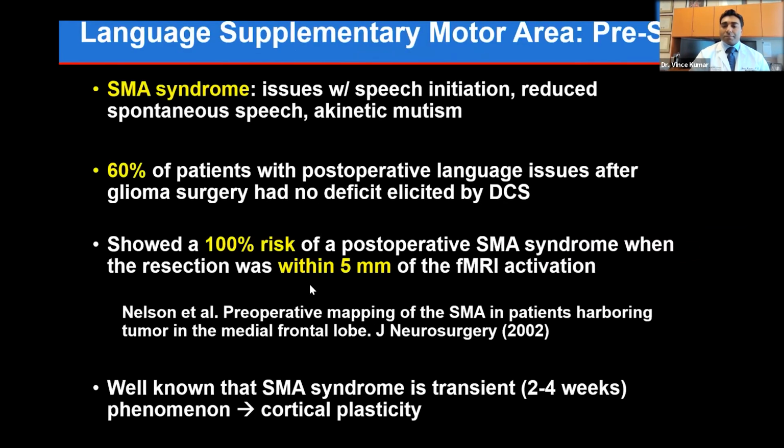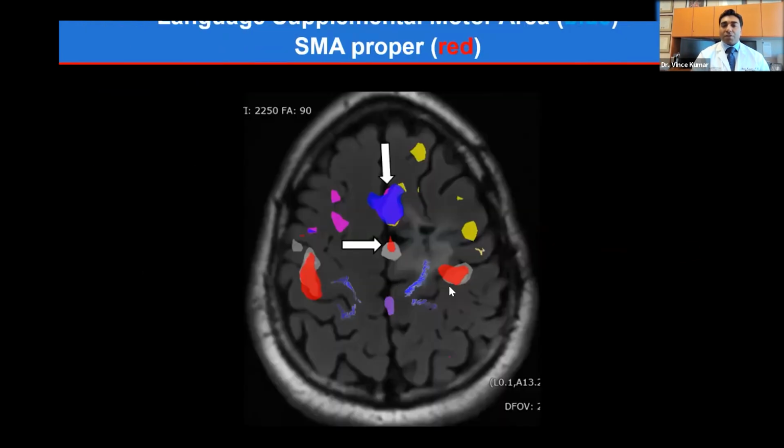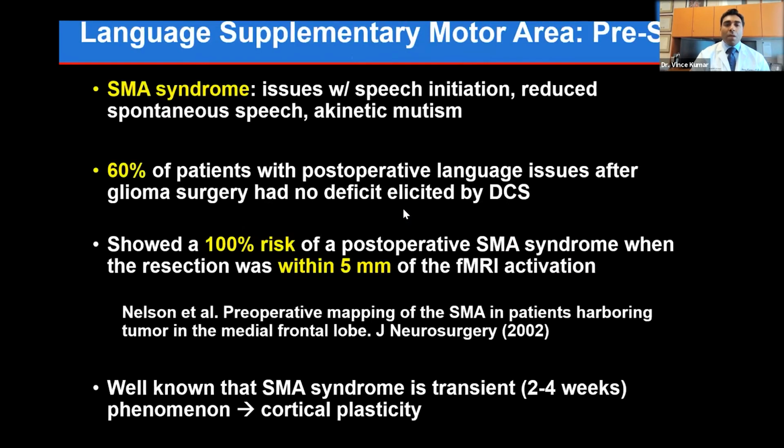And so that was very sensitive. Here's activation related to the hand paradigms overlying the hand knob region along the precentral gyrus. And this is the motor SMA. And so anterior to that is the language SMA. And so this is an important area because resection of tumors in this area, in the superior frontal gyrus, can result in a language supplementary motor area syndrome.